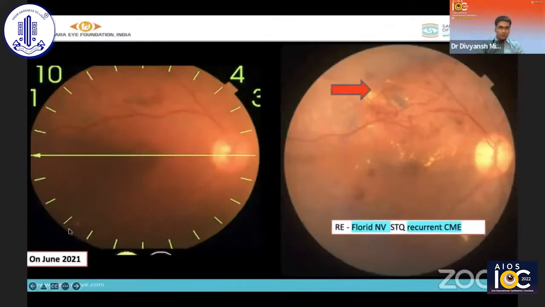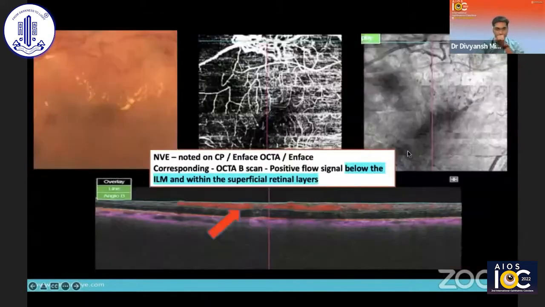This is in June, what we can see on the left-hand side, where there is nothing in the superior temporal area, where there is a small hemorrhage. But suddenly in October, what we are seeing is a florid NVE clinically, and there is recurrence of CME with hard exudates above it.